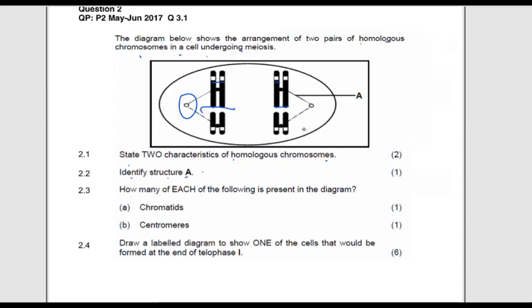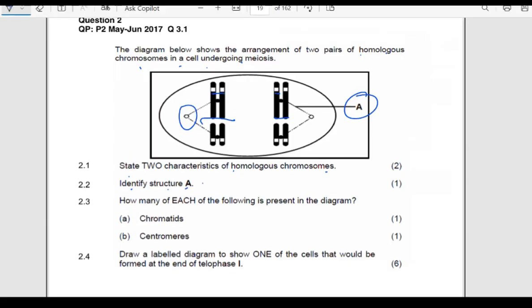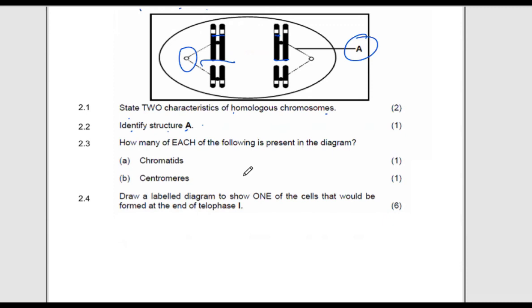So identify structure A. What is A? It's the spindle fibers. And they are saying, how many of each of the following is present in the diagram. That's where the problem starts from. Chromatids. How many chromatids? How many of each of the following? There are 4 chromatids.